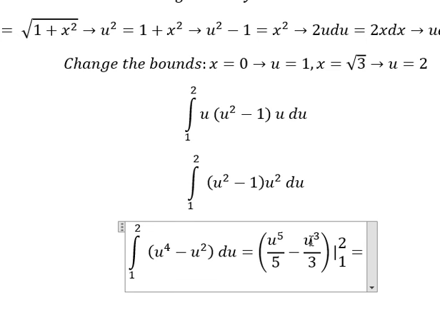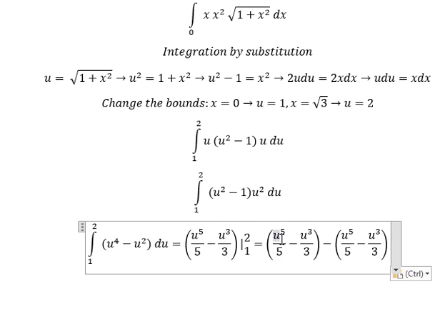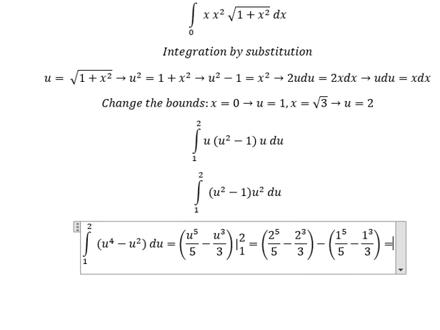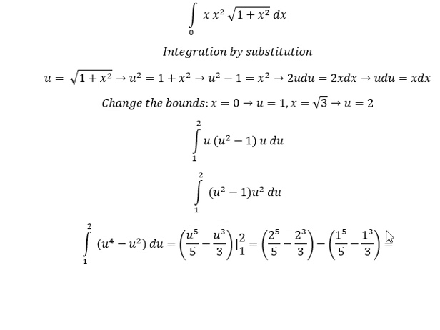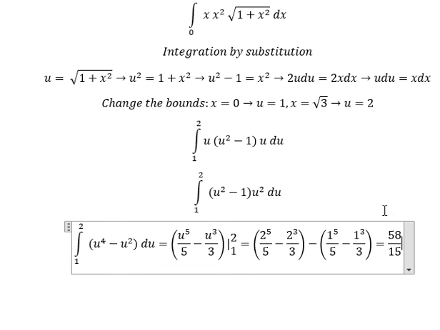Now we put number 2 go in here, number 1 go in here, and we have the final answer. We calculate this one, and we have the final answer. We have 58 over 15.